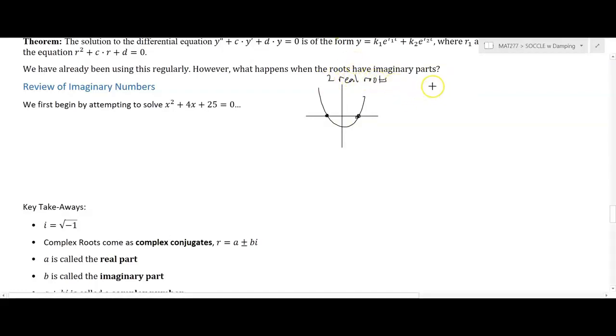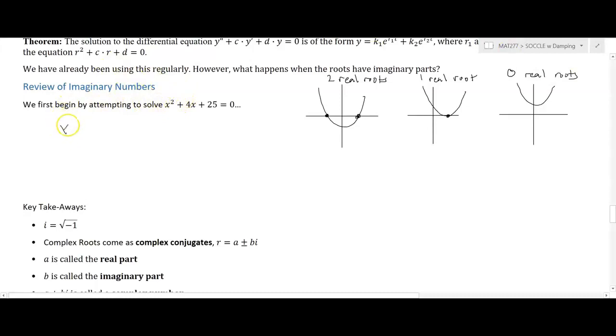So this has two, what we would call real roots. Another situation is where you only have one real root, right? We're not going to spend much time on the one real root situation because the chances that we have exactly one point where our parabola touches is not very common. And then the third case is where you have no real roots. And all that means is that you have two imaginary roots, or two complex roots. So let's say that we wanted to solve this quadratic equation here.